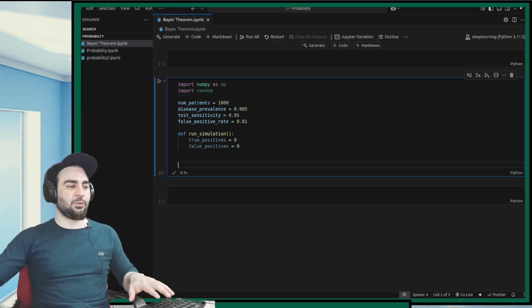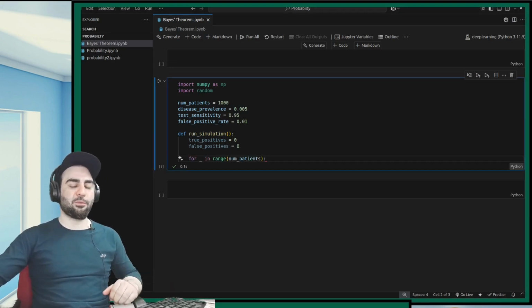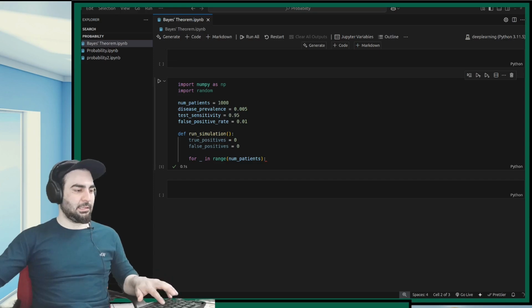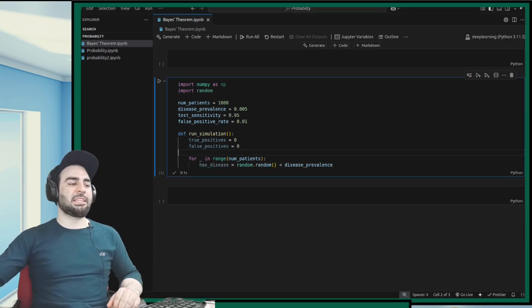So we'll run a loop for all the patients, that is for 1000. I'm just copy pasting code to ensure that I don't make any errors while typing. And then I'll say has disease. So how many people have the disease? From random I'll say this. So this is has disease equals random.random less than disease prevalence. So these many people should have the disease. This is what I'm taking.